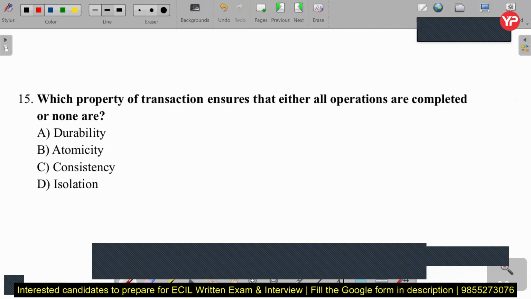Now, which property of a transaction ensures that either all the operations are completed or none of them? So we know that a transaction has to follow the ACID properties, where A stands for atomicity.